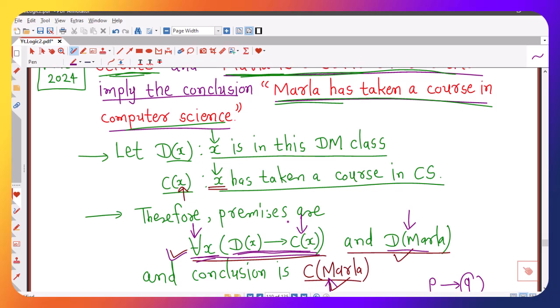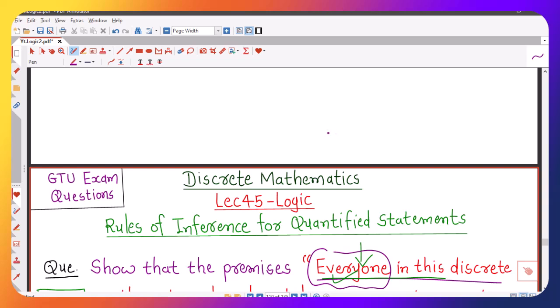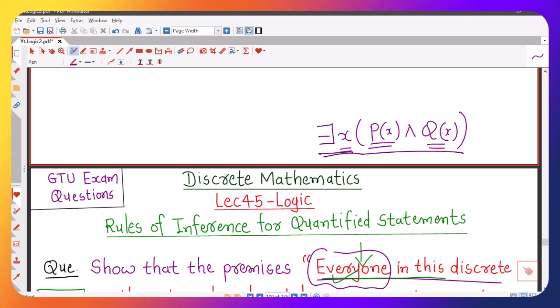And for the existential quantifier we use the conjunction connective. Suppose there exists x such that P(x) and Q(x). That means there is some x in the given domain for which P(x) and Q(x) both are true. So P(x) and Q(x) are true for some x, and we can denote it in this way also.